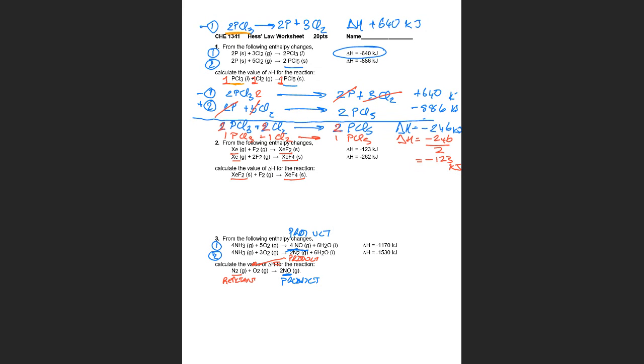So let's do that. I'm going to take line 1, which is 4 ammonias and 5 oxygens, making 4 nitrogen monoxides and 6 waters. And it has a value of -1170. That's a big number. And negative. Remind me what negative means?